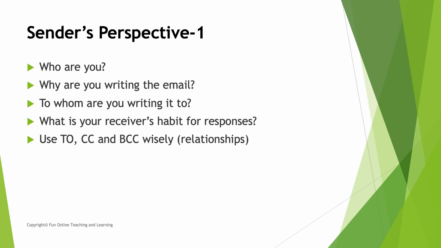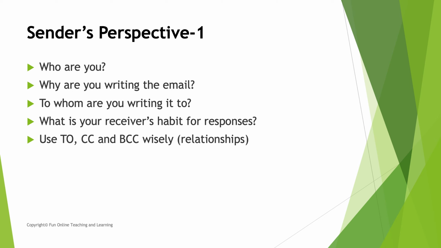Use To, CC and BCC wisely and know about the relationships. Hope you know what that means. So To are usually the people that you want to act on the email. If there are any actions, well, there should be actions, right? So why are we writing the emails in the first place? CC are not usually for action, but we want to inform them. They want to be in the loop, right?